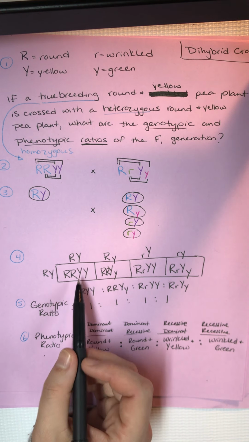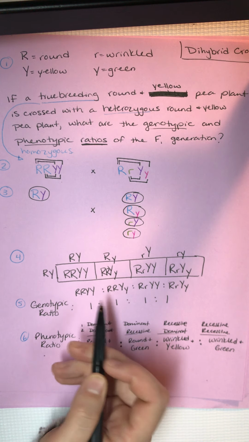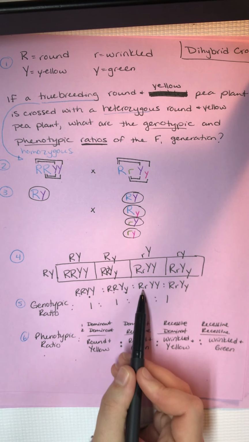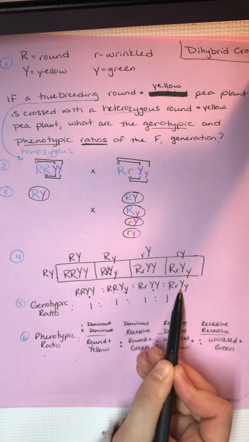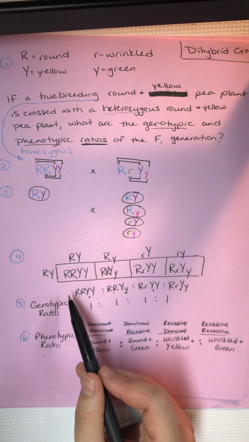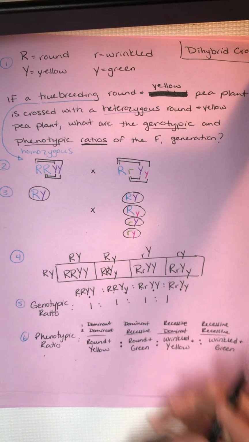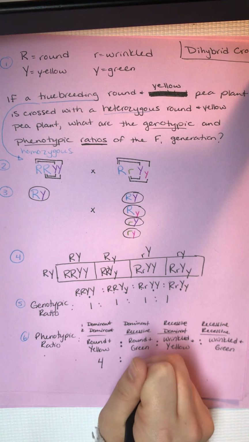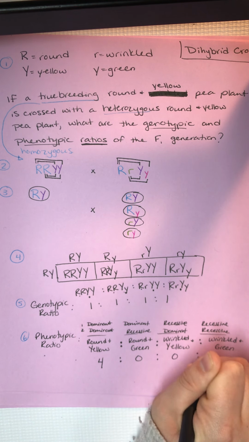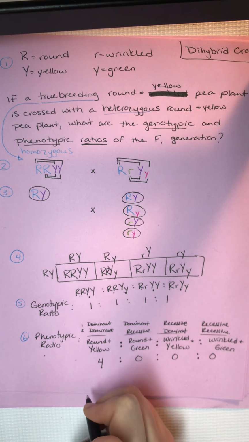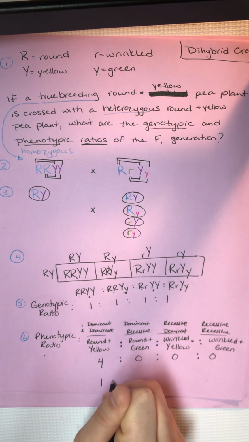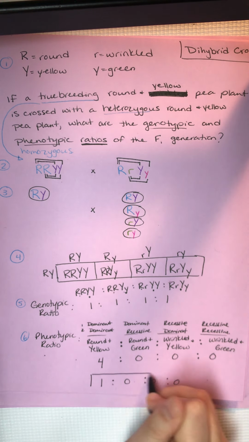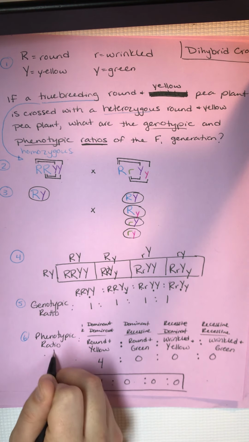If we look at our chart and we figure out what each of the phenotypes are, you're going to see that this is round and yellow. This one's round and yellow, this one's round and yellow, and this one's round and yellow. So you're going to get, in the F1 generation, all of the plants are going to be the same. They're all going to be round and yellow. All 4 options here were round and yellow. We didn't have any of these other plants. Okay, and then you should reduce this to 1 to 0 to 0. And this is your final answer here. That is your phenotypic ratio.